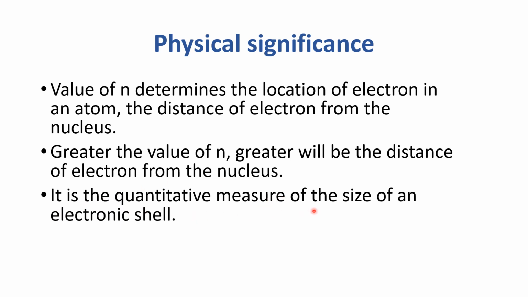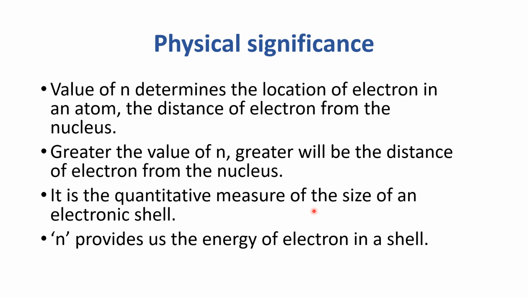The first shell is n equals 1. The size of this shell will be smaller as compared to shell number 2. Its periphery will be a bit larger. n provides us the energy of the electron in a shell.